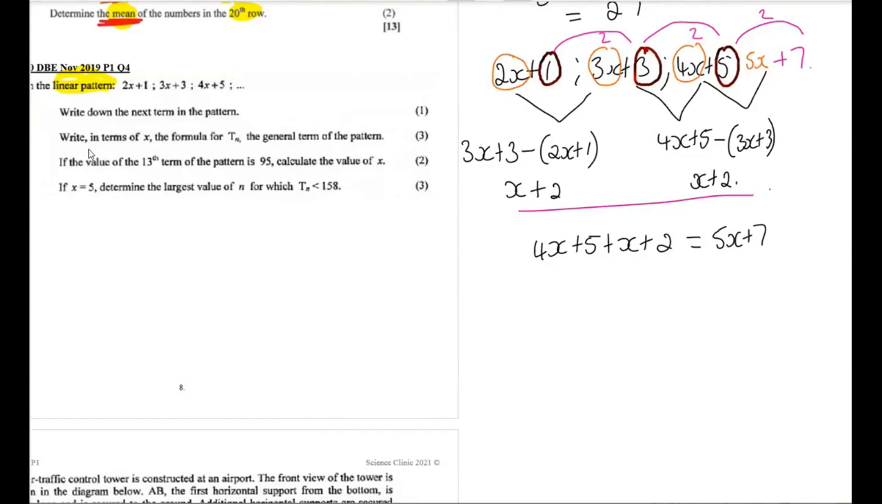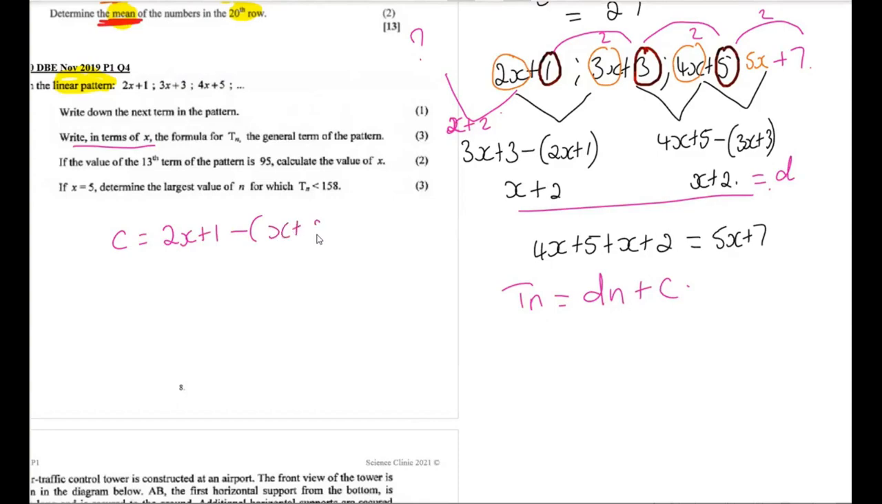Right. Now, in terms of x, the general term. So let's go. We now know who our d is. d is what? x plus 2. So what is our general term? Tn equals dn plus c. So let's go backwards. Who is c? Remember, we are putting x plus 2 here. We are subtracting. So c will be equal to 2x plus 1 minus x plus 2. What does that give us? 2x minus x, x. 1 minus 2, negative 1. x minus 1.